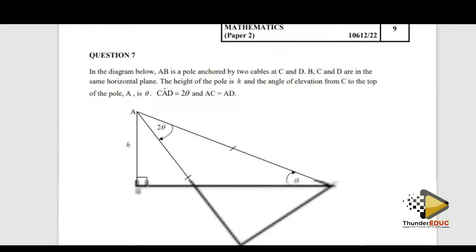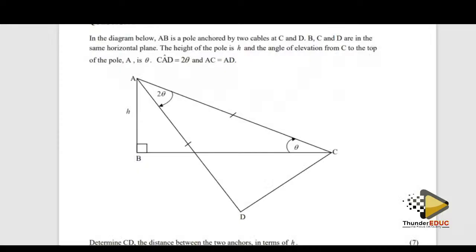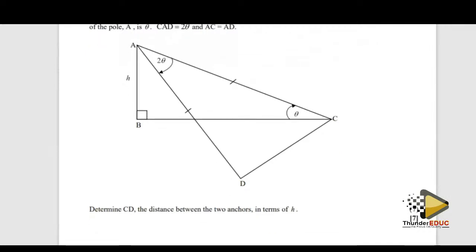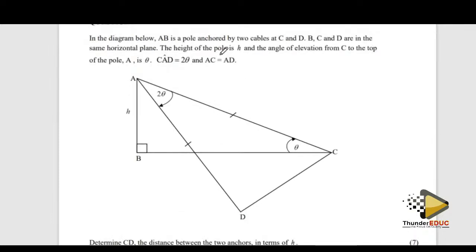Okay, question 7. The trig application, which is the 2D, 3D trig. It's telling us that in the diagram below, AB is a pole that is anchored by 2 cables at C and D. And B, C, D are in the same horizontal plane. And then the height of the pole is h.